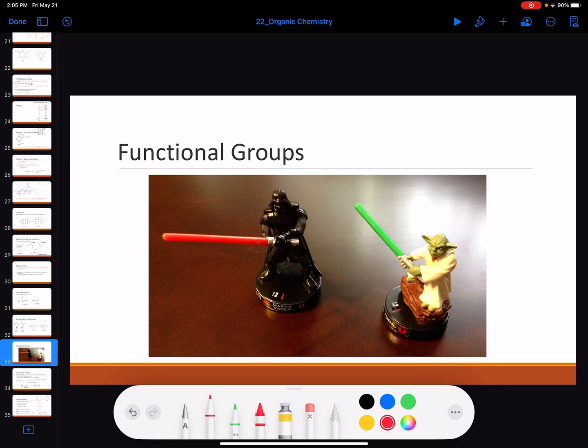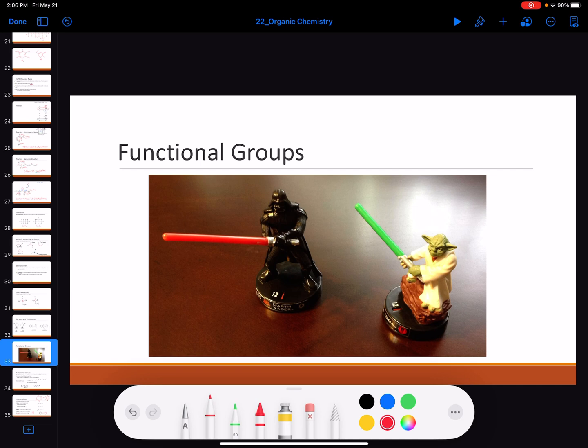All right, the next thing we're going to talk about would be functional groups. Okay, so functional groups, what the heck are these and why do I have some little Star Wars figures? Well, some of you, tragically enough, have probably never seen Star Wars, at least the original trilogy. And yet, even if you've never seen Star Wars before, you probably recognize these two characters, right? You're like, oh, that's Yoda over there on the right, that's Darth Vader on the left, right?